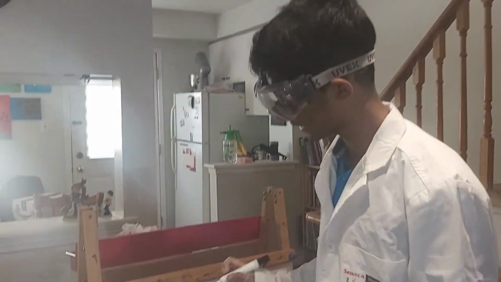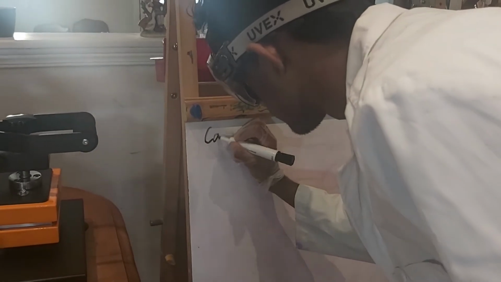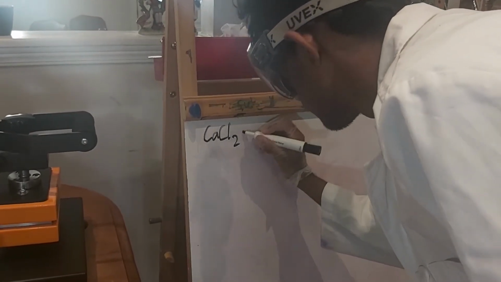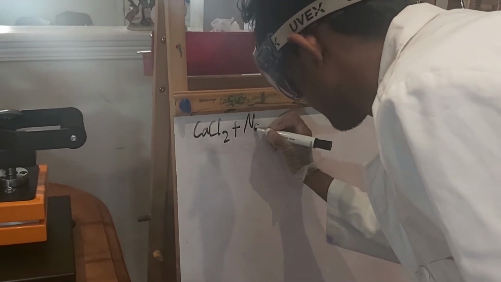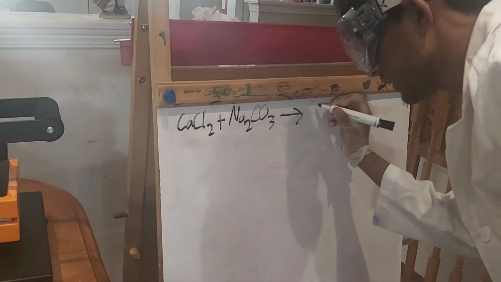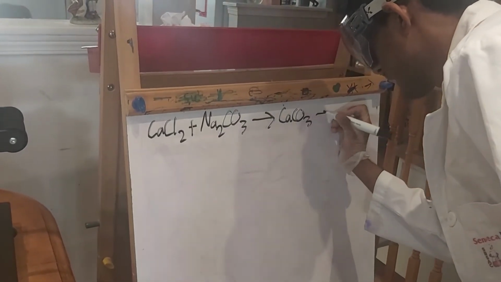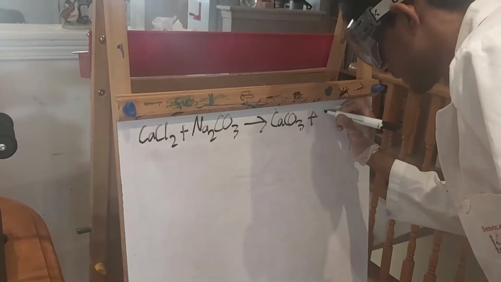This experiment is about the law of conservation of mass in open and closed systems, and for the first experiment we are going to use calcium chloride and sodium carbonate. Here's the equation: CaCl2 plus Na2CO3, and the products would be calcium carbonate and sodium chloride.